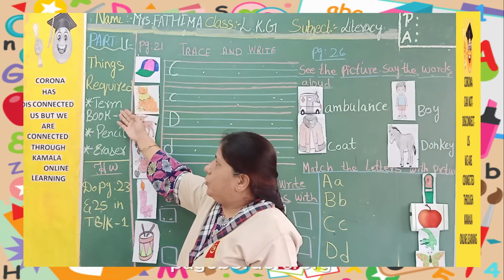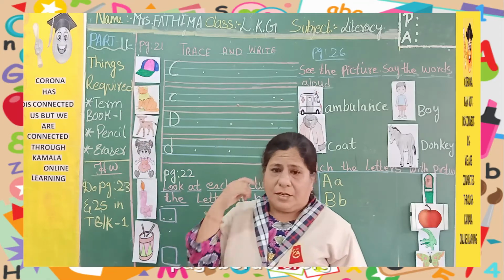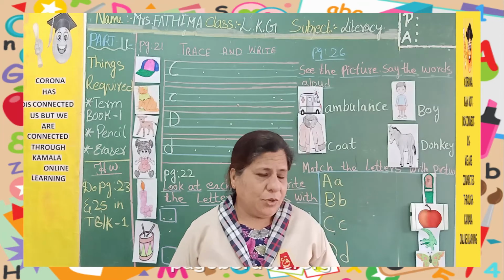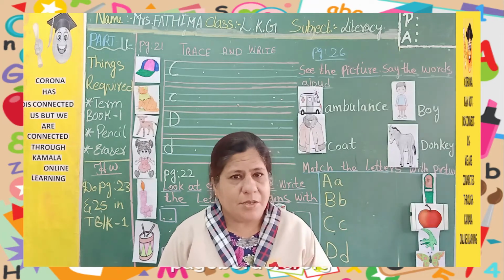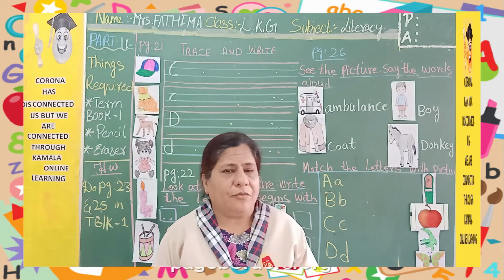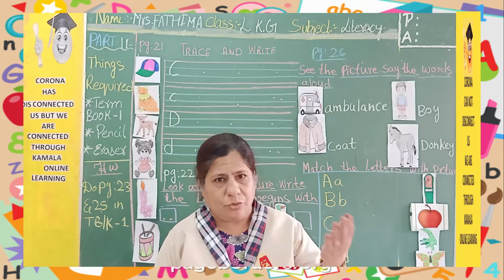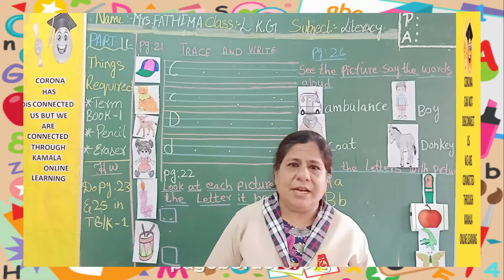Things we require: term book, pencil, eraser. Take out your term book, pencil, eraser. Today we are going to complete part 11, children. This is part 11. After the home test, we are starting the portion again. After completing the portion, again we will go to the exam. Okay, children? Look at the board.